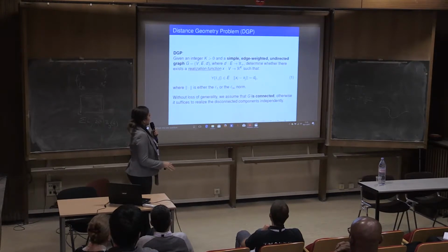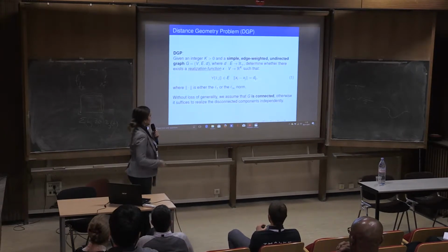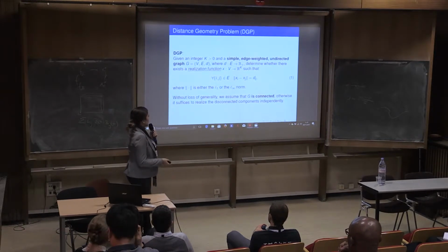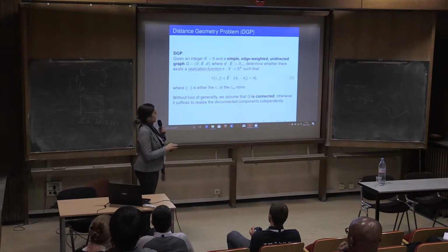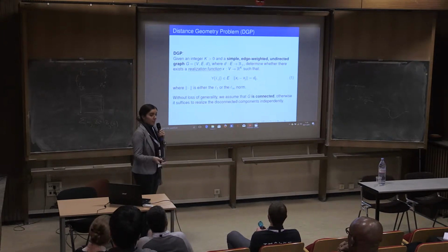Instead of the classical Euclidean distance between the vertices, we are going to consider the L1 or L infinity norm. We have some applications, but I won't talk about those. These two norms are interesting because of those applications, but also because they are easily linearizable.